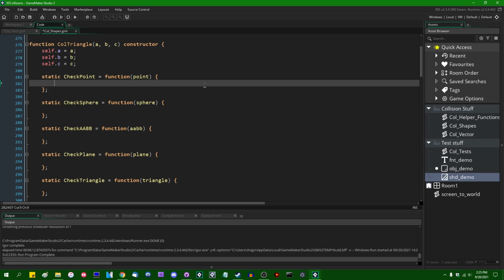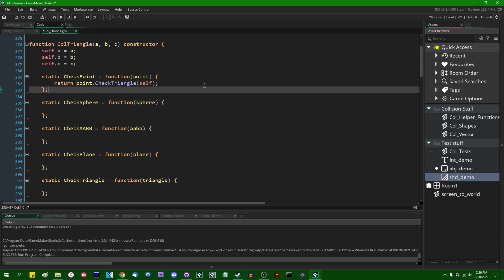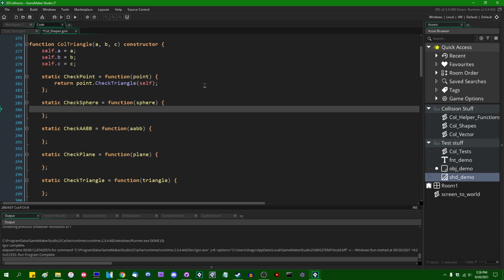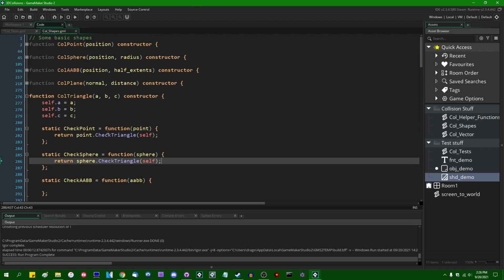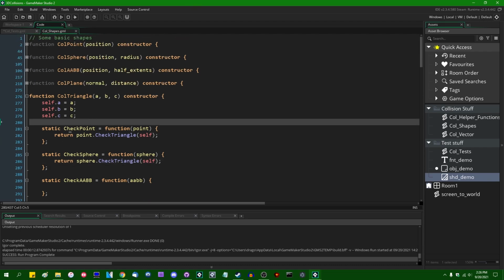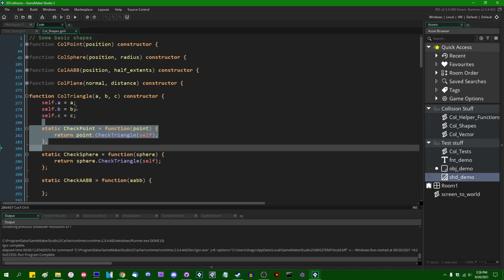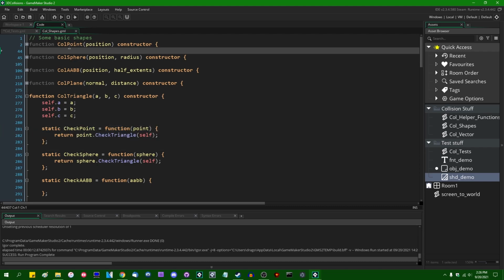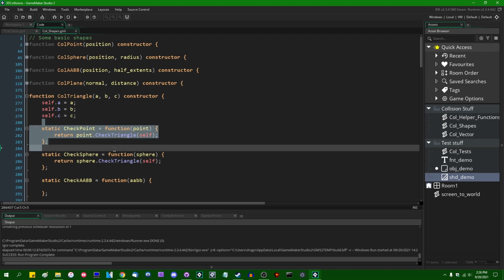So first, let me adopt another design pattern that I made use of in Act 1 of the series. Inside the triangle's checkPoint method, I'm just going to flip that on its head and turn that into return points.checkTriangle(self), and in the triangle's checkSphere method, I'm going to also turn this on its head and return sphere.checkTriangle. This makes it so that we don't have to implement the same thing in both the triangle's checkPoint method and the point's checkTriangle method. One is just going to refer to the other.